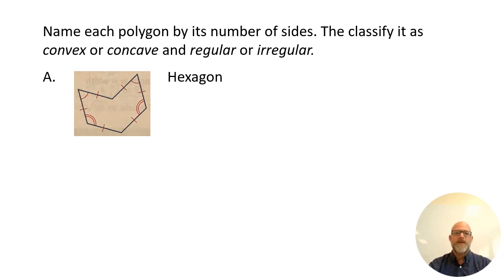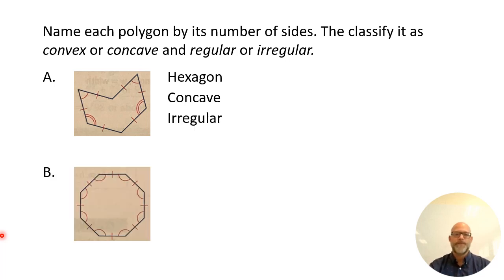Let's see. Is it convex or concave? Well, you can see that these lines right here are going to penetrate the interior, which means it must be concave. And then finally, if it's concave, it's definitely irregular because you have to be convex as a precondition. All right, here we have congruent sides, we have congruent angles, it's convex, no penetration to the interior, so we have a regular polygon.